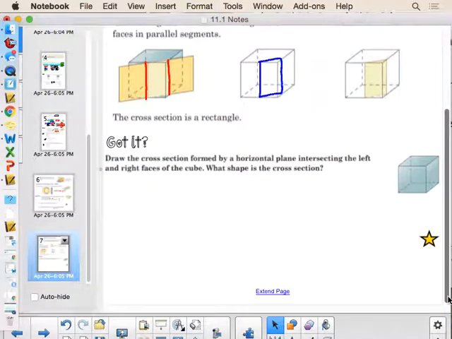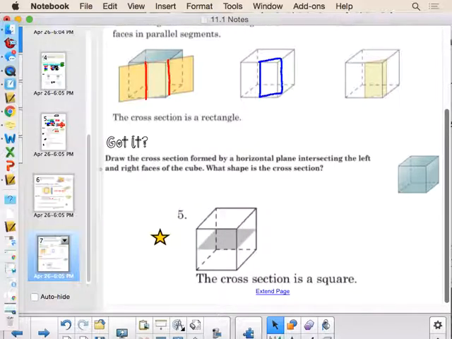Last got it? You have to draw the cross-section formed by a horizontal plane intersecting the left and the right faces of the cube, and I want you to identify specifically what is the shape formed. Well, your shape formed would be a square in this scenario.